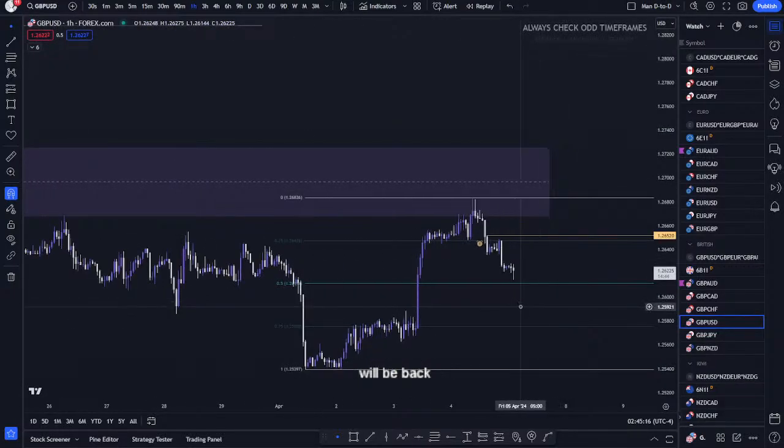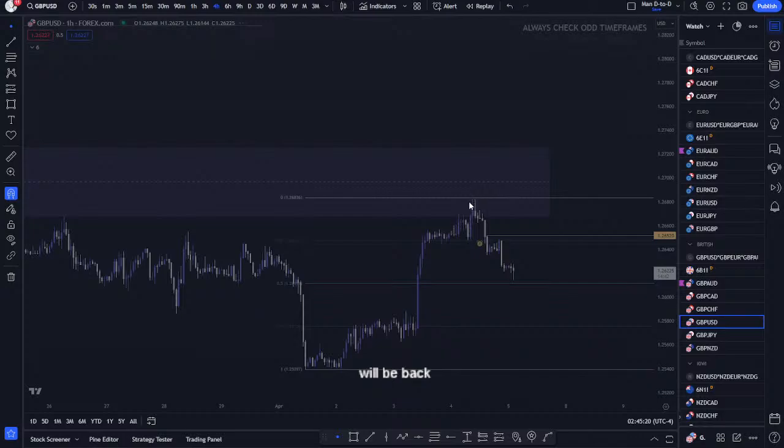continue for now. I was saying that if you're looking at a weekly PD array, you would like to see a 4-hour confirmation, and I think we are getting that now. We're getting shifts in structure from the 4-hour perspective, even though it's not.